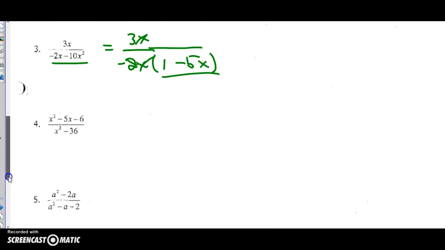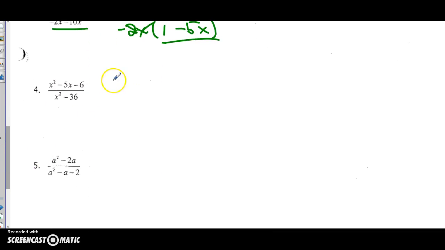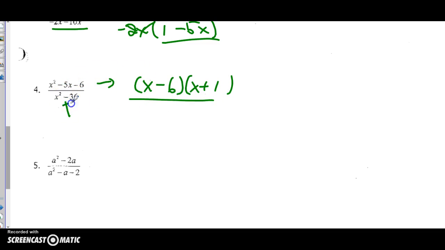What's going to end up happening, and the main part of this, is now we're going to factor fully. So if you have things like a simple trinomial, you're going to factor this top trinomial into x minus 6, x plus 1. I want two numbers that multiply to negative 6 and add to negative 5, and there they are. And on the bottom, this is two terms with a negative between. This is your old friend, the DOS. And that's x plus 6, x minus 6.